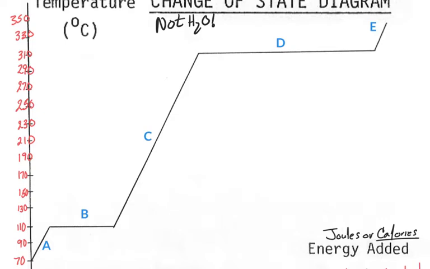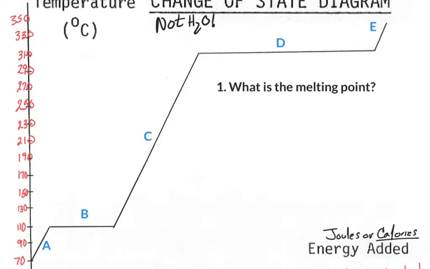And so let's just look at this curve. Well, we're not going to do any calculations in this course. I want to give you some examples of the types of questions you might see. Our first question is, what would be the melting point of this substance?